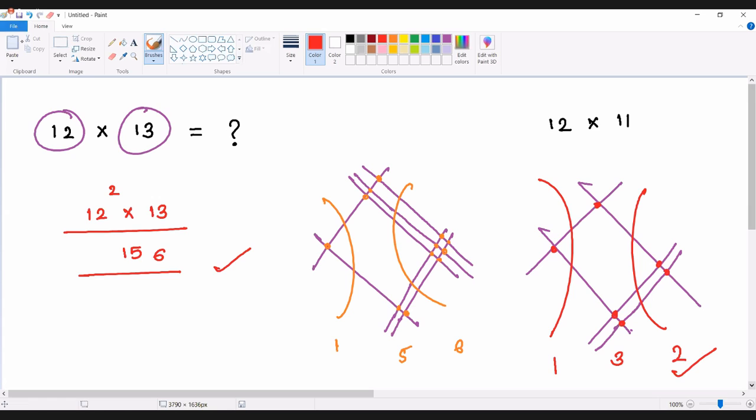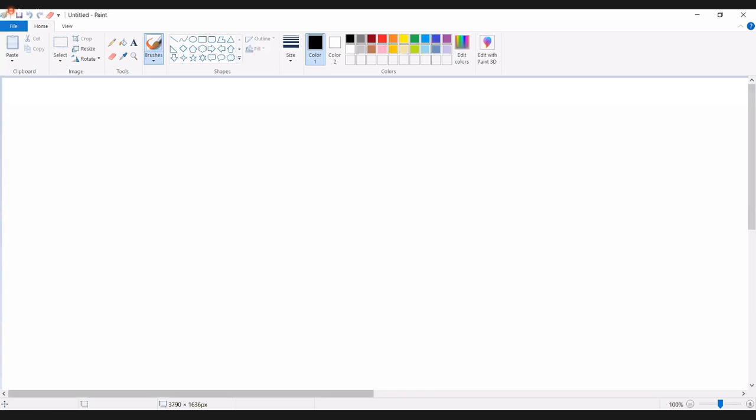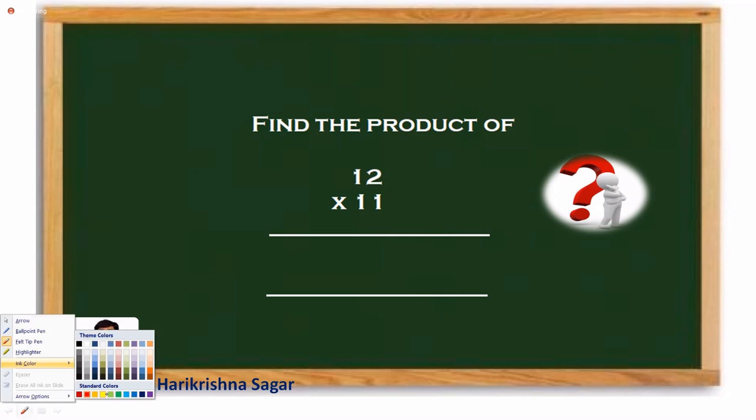Whatever the numbers are, you can use a similar kind of approach in order to proceed with the solution. So this is one approach which we can use, but it is not always the suggested method. If you have numbers like 12 into 11 and you want to find out the value, how can we find it? You can use a similar approach to what I have told you previously.